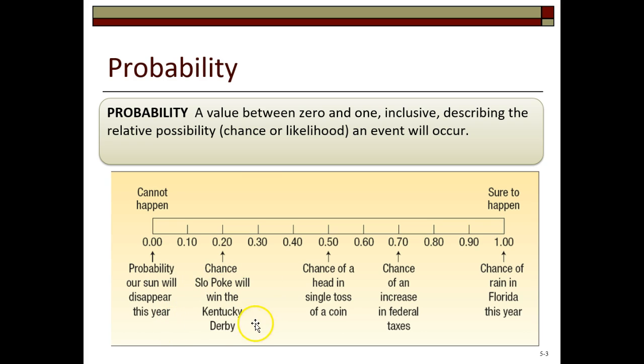Chance Slowpoke will win the Kentucky Derby: there's a 0.2 or 20% chance that will happen. Chance of a head in a single toss of a coin: that's 50% because there are two sides to a coin. 0.7 or 70% chance of an increase in federal taxes, and 1 or 100% chance of rain in Florida this year. It will rain in Florida sometime this year, so the chance of that is 100%.